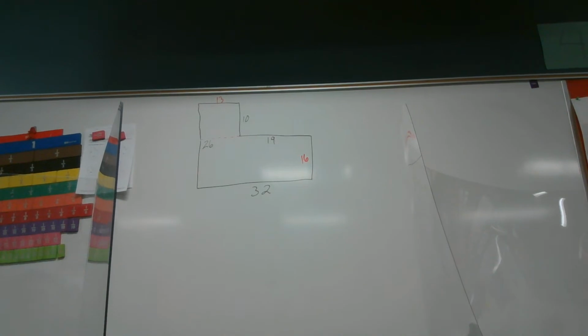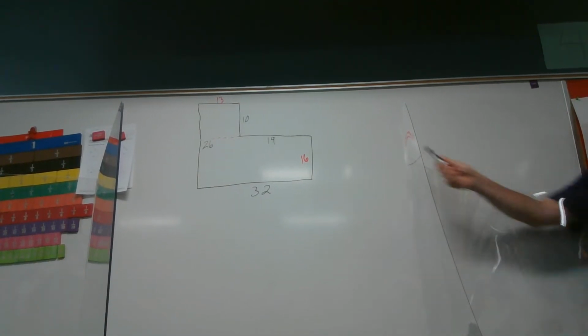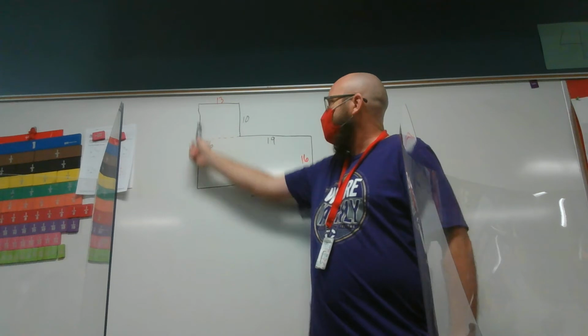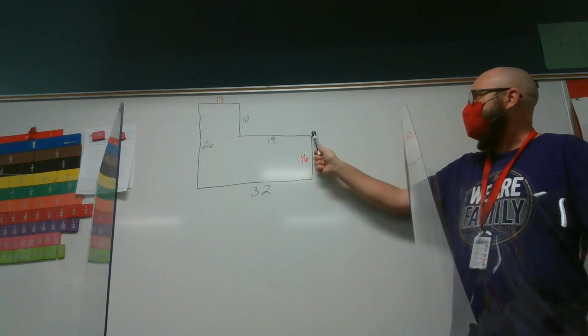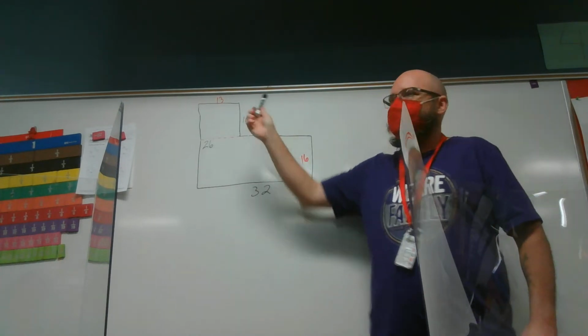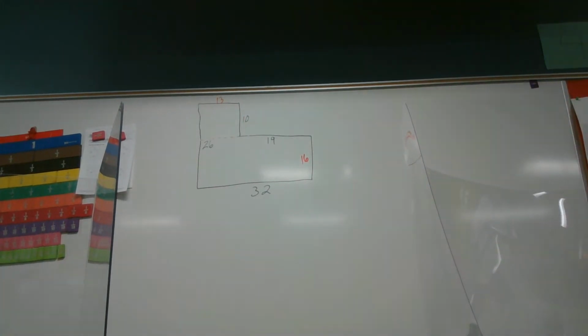Now, do we have the length of every side? Yes. Let's check here. We got the top is 13. This side's 26. This side's 32. 16, 19, and 10. So we have the measurement of every side. We've already said, to find perimeter, we add all the sides together.